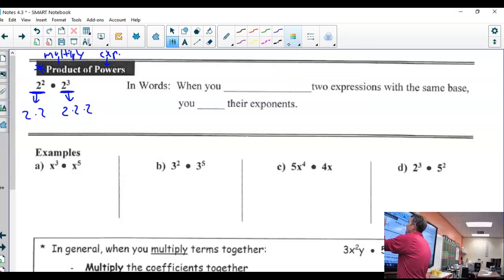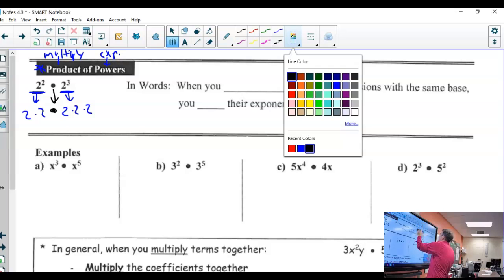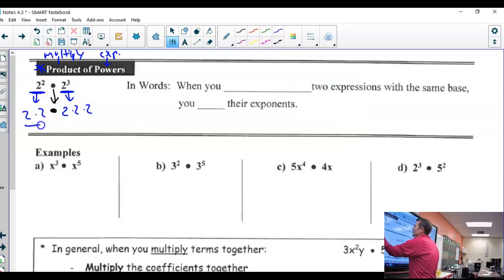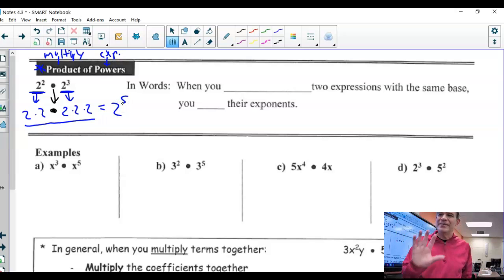Now, I am multiplying these things together. So what I really have here is 2 times 2 times 2 times 2 times 2, or 2 to the fifth power, because that is 5 2's multiplied together. That is what the exponent 5 means: multiply the 2 by itself 5 times, which is what I have here. I have 5 2's multiplied together.